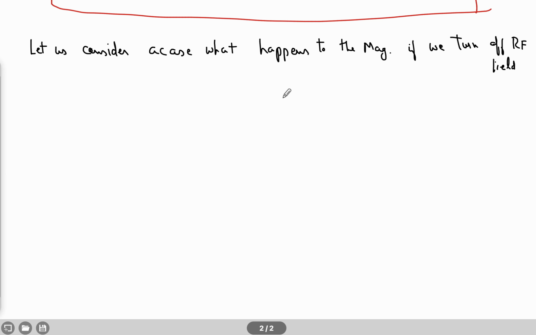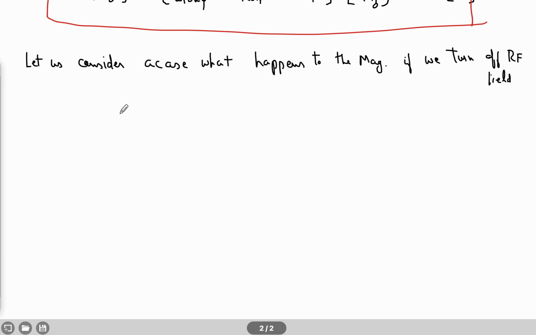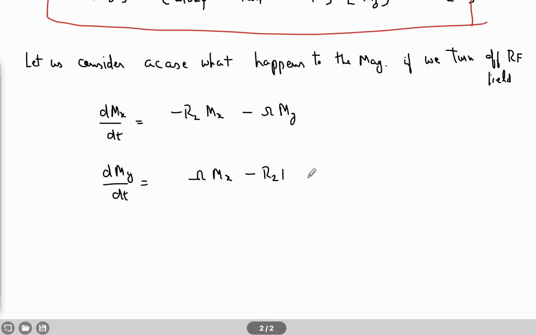If you switch off the RF field in the above situation, any term containing omega 1 will go to 0, and because there is no Z magnetization, we will not consider the 3x3 matrix. Instead we will consider only the 2x2 matrix of mx and my, right? So what we can do is write dmx by dt is equal to minus R2 mx and minus offset my. Similarly, dmy by dt is written as offset mx and minus R2 my.